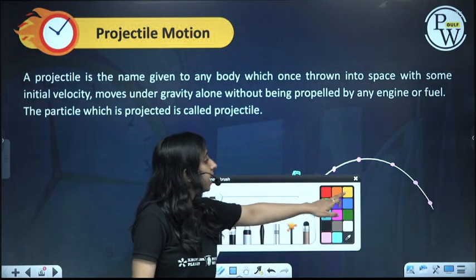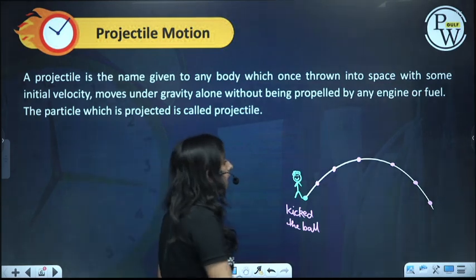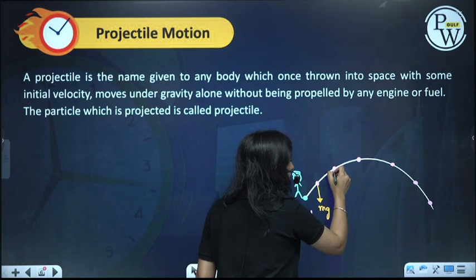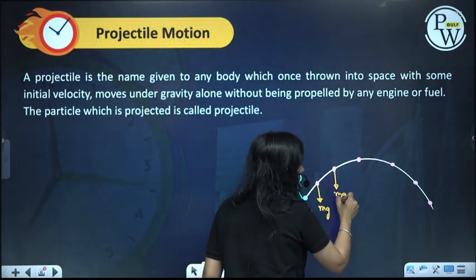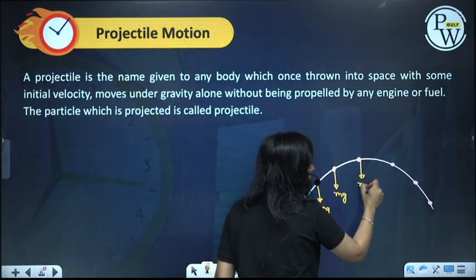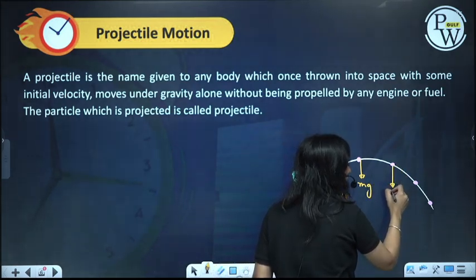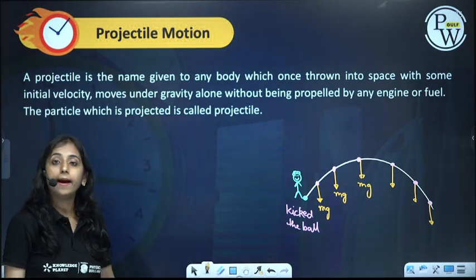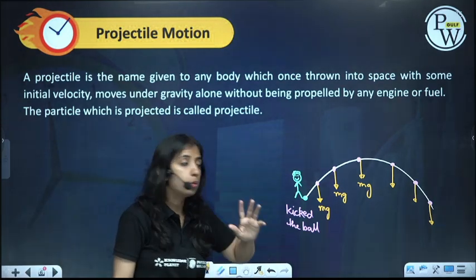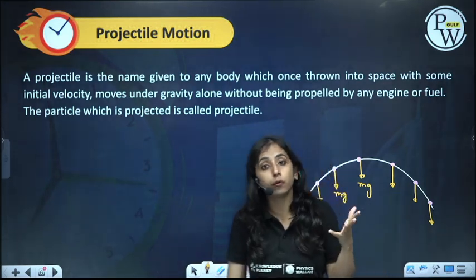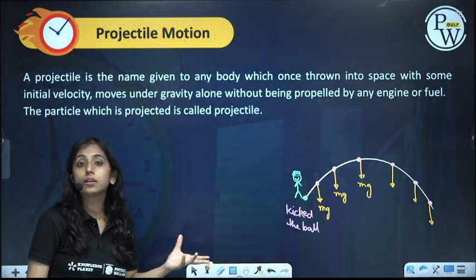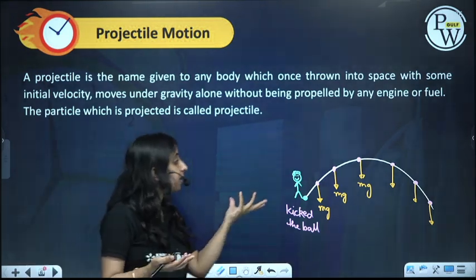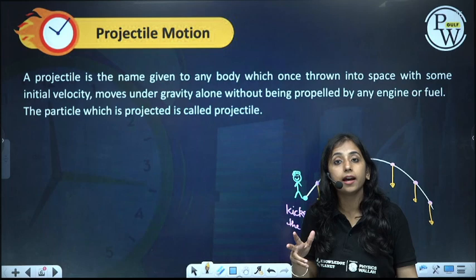Is there any force acting on the ball? Yes, there is a force which is equal to mg, the weight of the ball, which is acting on the ball at every point of its motion. Is there any other force than the earth's gravitational force? No. There is nothing other than mg.